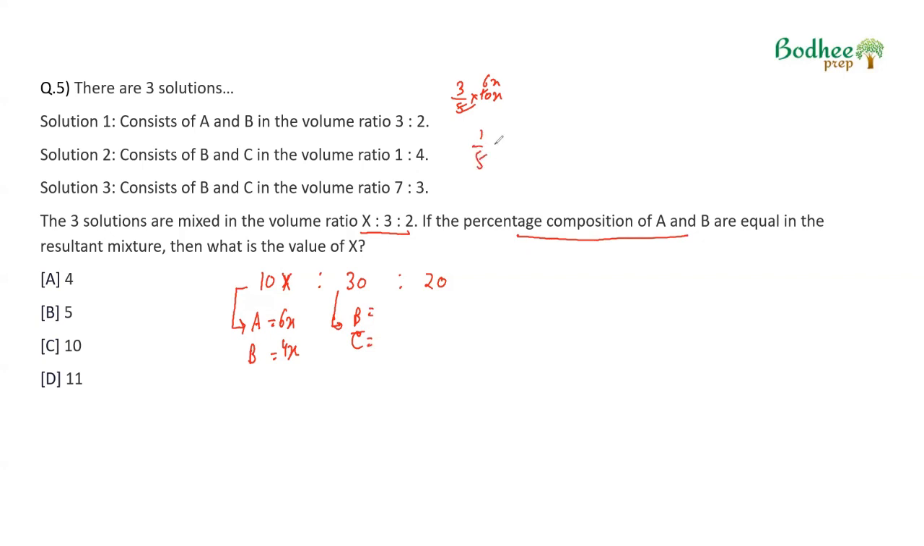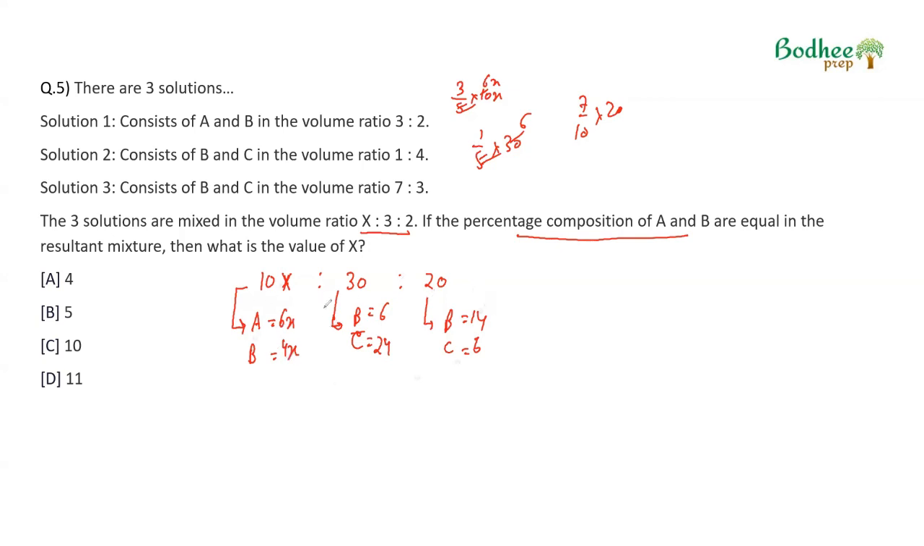1 by 5 of 30 is 6. So if B is 6, C will be 24. This 20 will again get split in B and C in the ratio 7 is to 3. So 7 upon 10 of 20, which is 14. So B is 14, C would be 6, that is 20 minus 14. Percentage of A and B is same, so amount of A and B should be same.